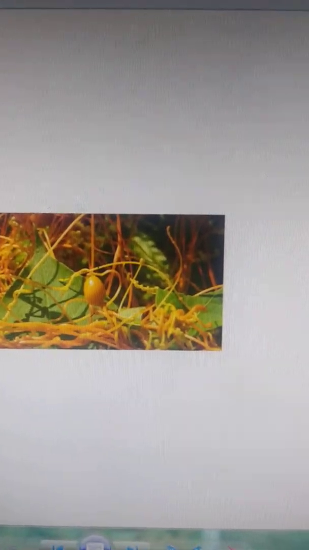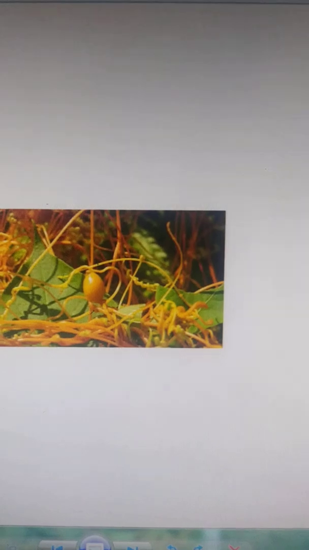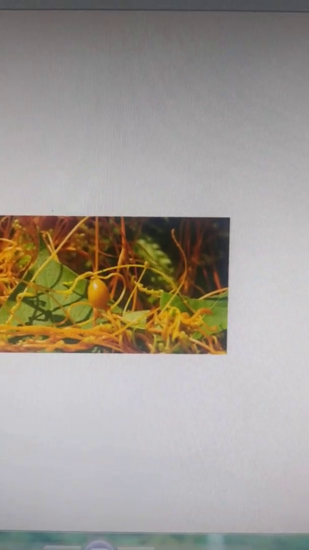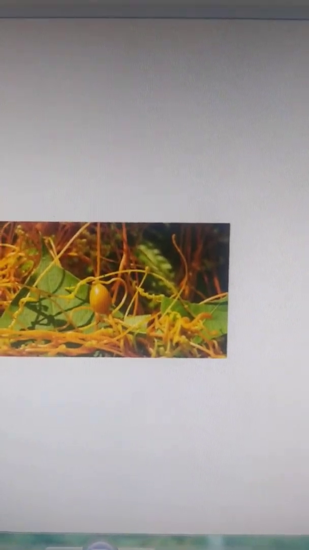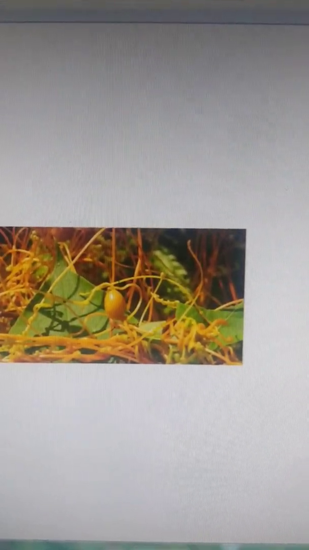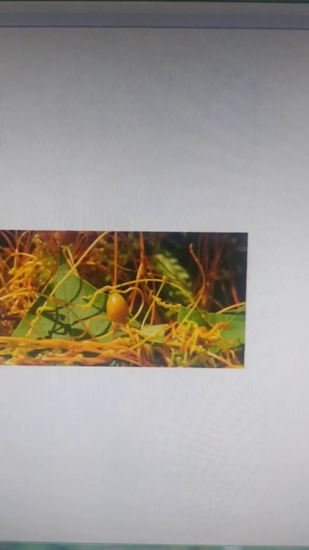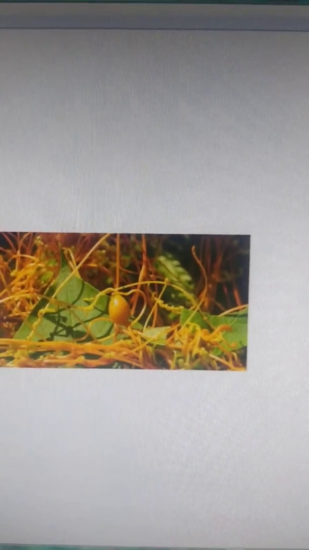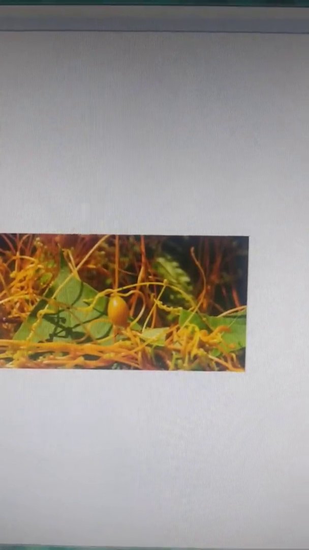It is called amarbel in Hindi. Cuscuta plant does not have chlorophyll. We can see Cuscuta plant as a yellow tubular structure twining around the stem and branches of a tree. The tree on which Cuscuta plant climbs is called its host.